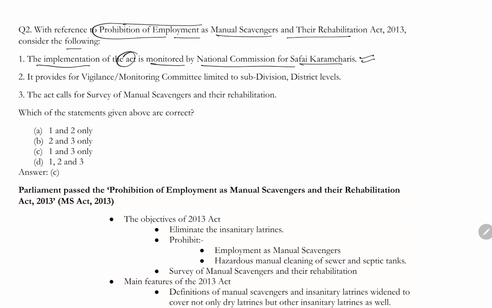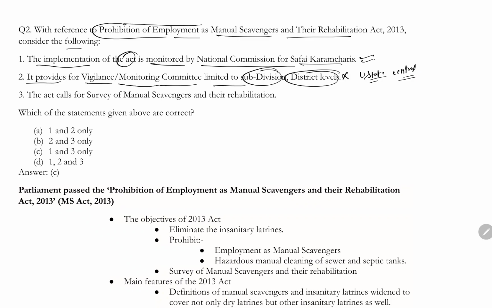This statement is correct. The next statement is that it provides for the vigilance and monitoring committee limited to the subdivision and the district level. This statement is incorrect because the vigilance and monitoring committee regarding manual scavenging is not limited to the subdivision and the district. It is up to the state and central level. So you should know this from here. So the second statement is incorrect.